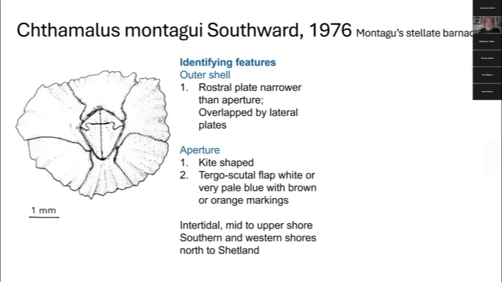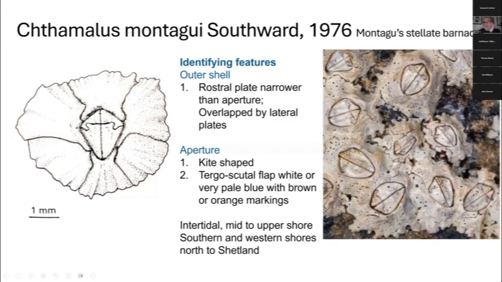So this is the other Chthamalus species, Chthamalus montagui, or Montagu's stellate barnacle. So just like the Chthamalus we just looked at, it has a very narrow rostral plate here, same as or narrower than the aperture, and it's overlapped by the lateral plates to either side. In this barnacle, as you can see here, the opening is distinctively kite-shaped.